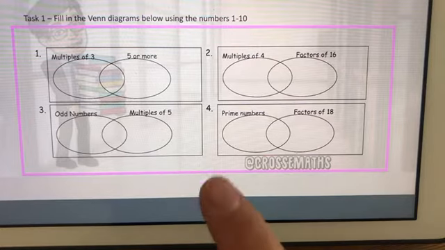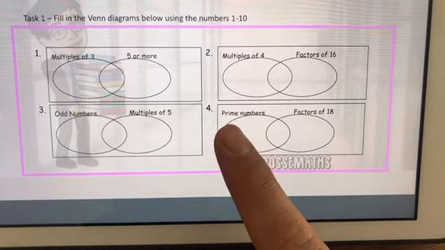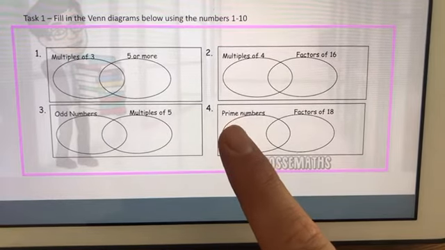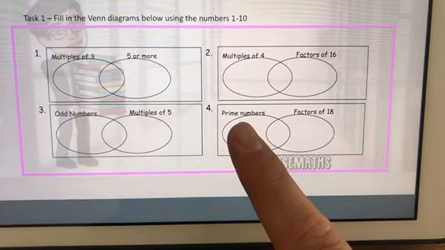The only one you might not know is prime numbers in the bottom left. If you don't know what that is, a prime number is a number where the only way to multiply to make that number is 1 times itself. That's the only way to make that number. That's a prime number.